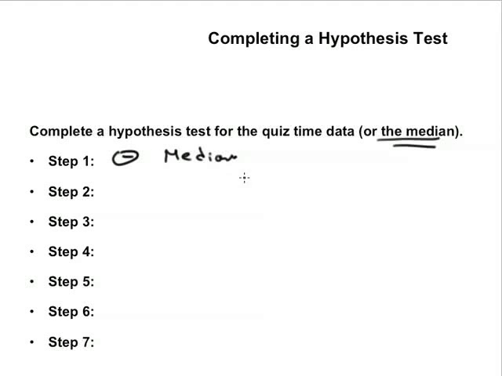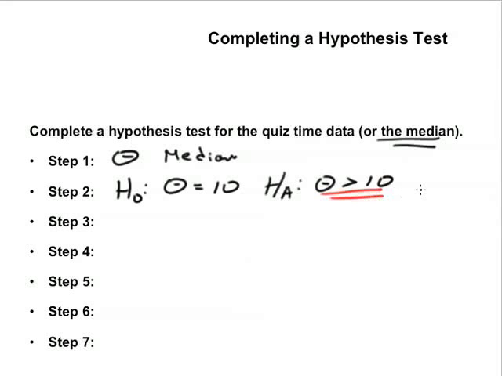And notice this is about the population parameters. There's no statistics going in here. The next thing we want to do is state the null and the alternative hypothesis. Well, the null hypothesis is going to be a statement of the status quo, which is theta is equal to 10 minutes. And the alternative hypothesis, the research hypothesis, is going to be that theta is greater than 10 minutes. Remember, the question was, is there evidence to suggest it takes students longer than 10 minutes? The longer than 10 minutes is theta is greater than 10. That's the research hypothesis. That's the alternative hypothesis.